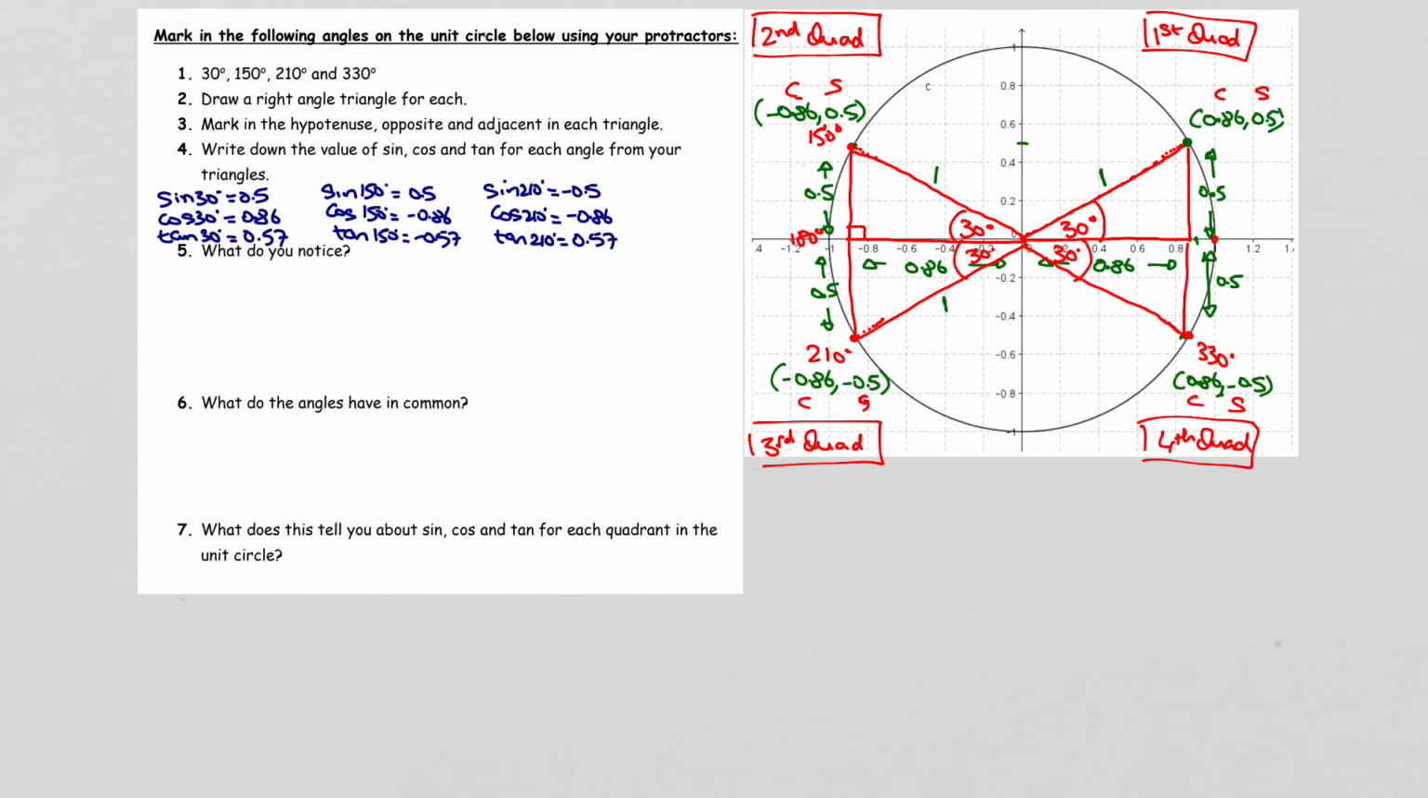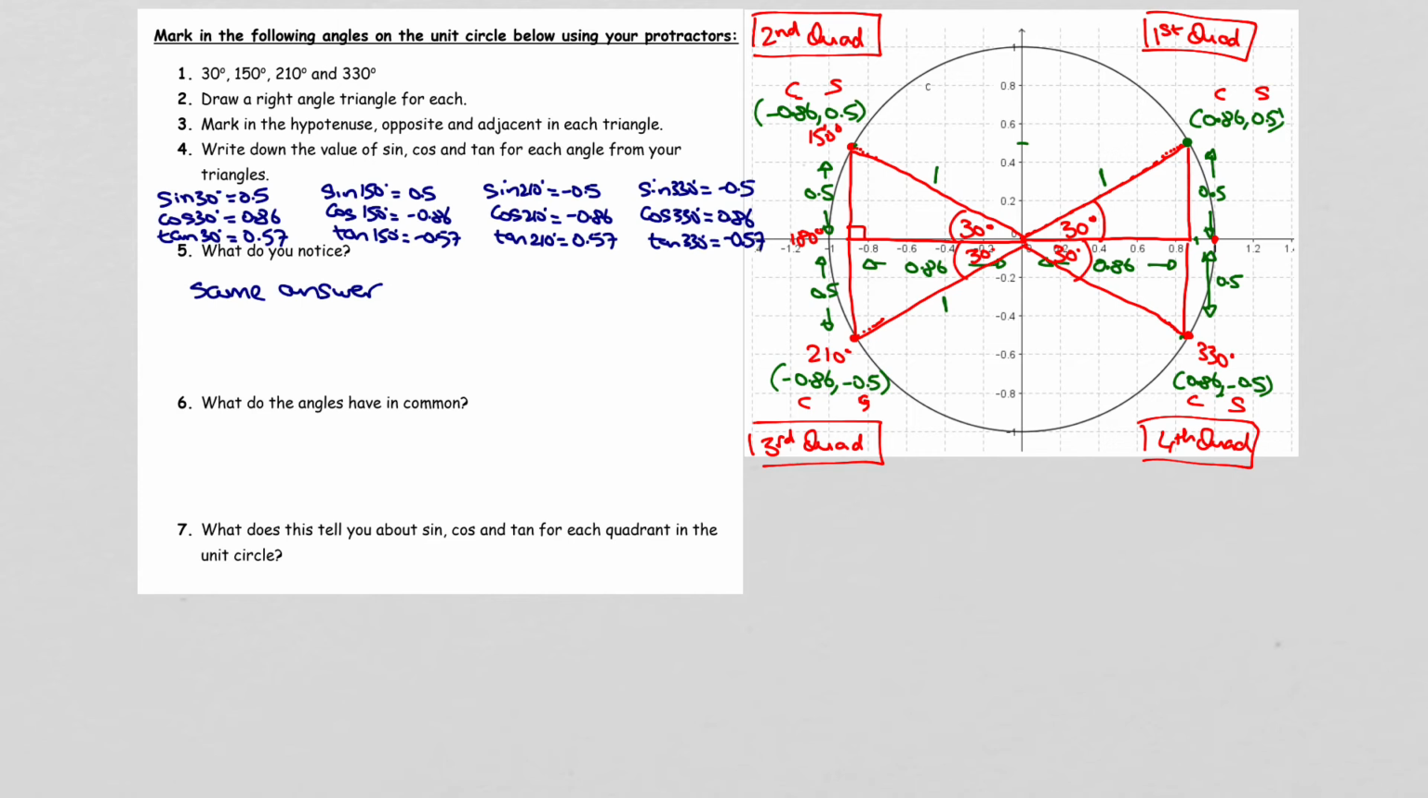And then the last one there, 330. So sine 330 is minus 0.5. Cos 330 is 0.86. And tan, again, sine divided by cos, so negative divided by positive is negative. So that gives me minus 0.57. So what we should notice there is that all of the values are the same for all the sine. So sine 30, sine 150, sine 210 and sine 330, I get the same number.